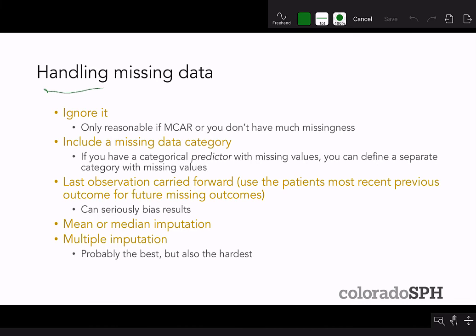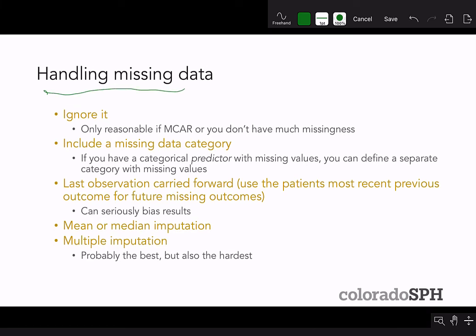So I've introduced a couple types of missing data. How do we actually handle it? There's actually a ton of research out there about handling missing data, and I'm not going to go into the details really at all, but just at a high level. First thing you can do is ignore it and just do a complete cases analysis.